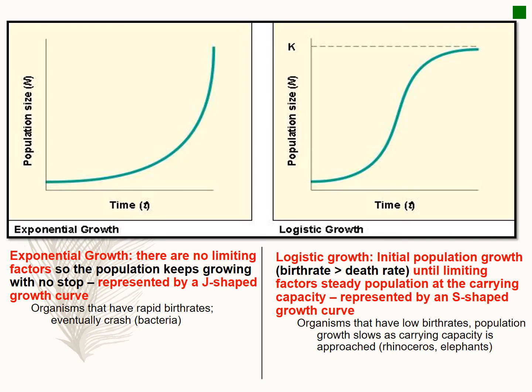All right, let's go back to those two growth curves. We talked about exponential growth. When we see growth like this, represented by that J shape, it looks just like a J. There's nothing stopping my population from growing. There are no limiting factors whatsoever. Now, again, this isn't really something that organisms can naturally sustain for a very long time. So the only example we really have is something like bacteria.